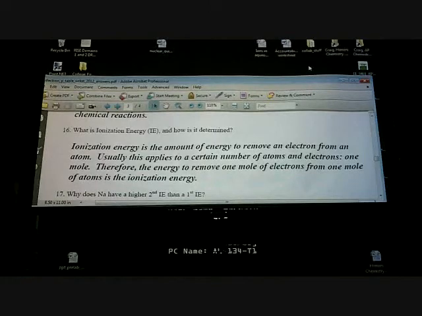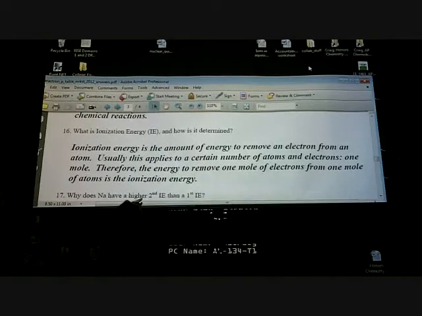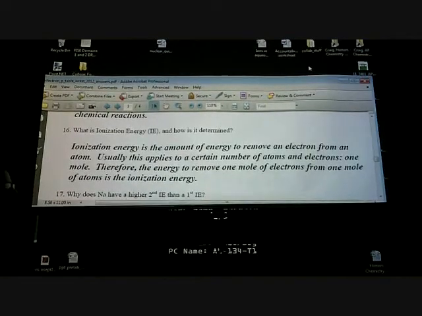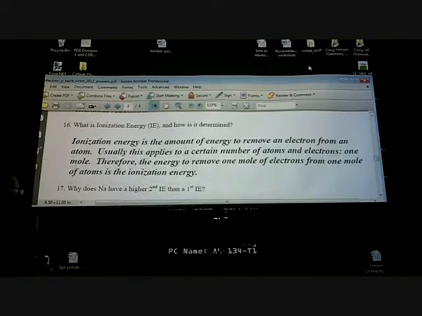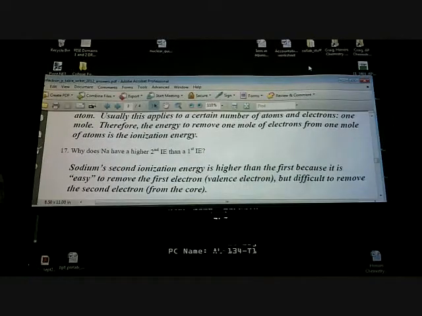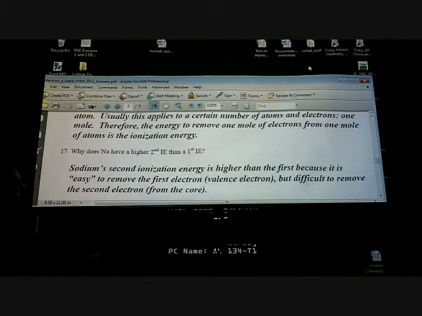So we can remove the first one because it's valence. The second one we're ripping from the core. Now again, that second one's not impossible. It's just going to take a lot of work and a lot of energy to get it out. So what should we write down? The second electron is being removed from the core, where the first one is the valence electron. Valence, no problem. So we would have a big jump of at least 400% in energy to remove the second electron as opposed to the first one.